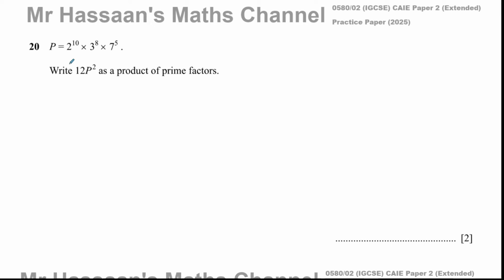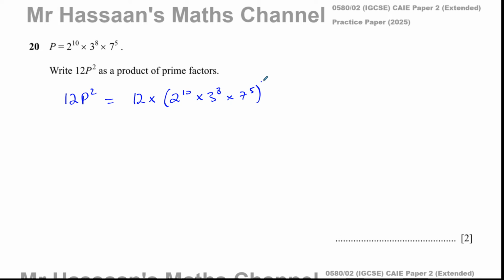We're told that P is equal to 2 to the power of 10 times 3 to the power of 8 times 7 to the power of 5. So P is written as a product of its prime factors. We've got to write 12 times P squared as a product of its prime factors. So we're going to have 12 times, and then we're going to square all of this: 2 to the power of 10 times 3 to the power of 8 times 7 to the power of 5.